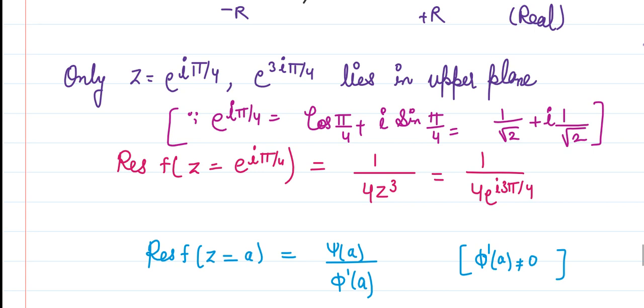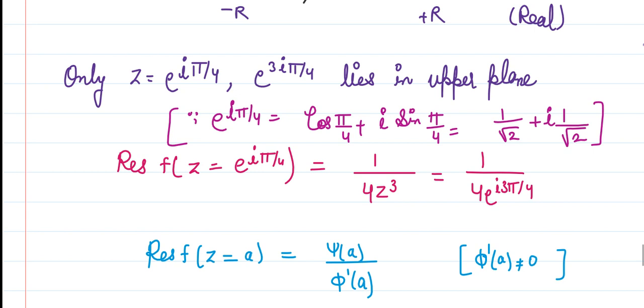And there is one condition: phi dash a should not be equal to 0. If it is 0 at z equals a, in that condition you are not going to apply this formula. There are different methods to find different types of residues in different conditions. And one most important thing: this is the easiest format, so if this is the case, apply this so that you can easily get your answer.